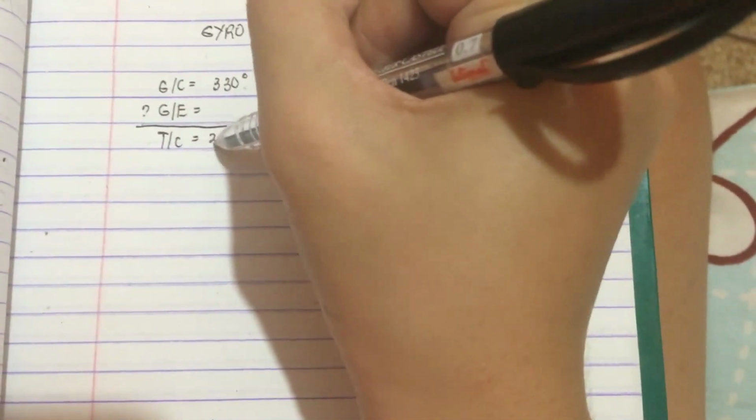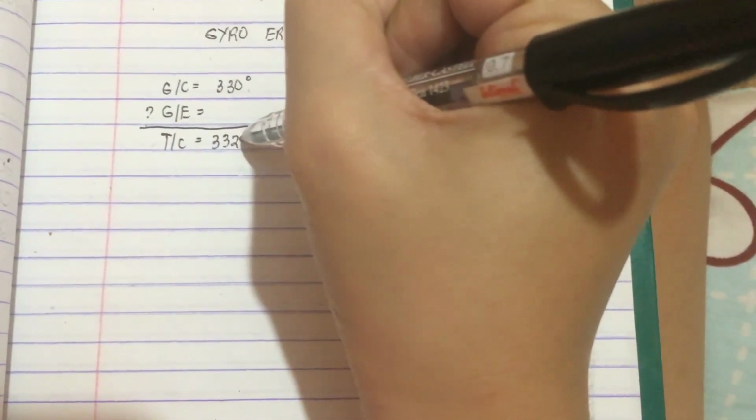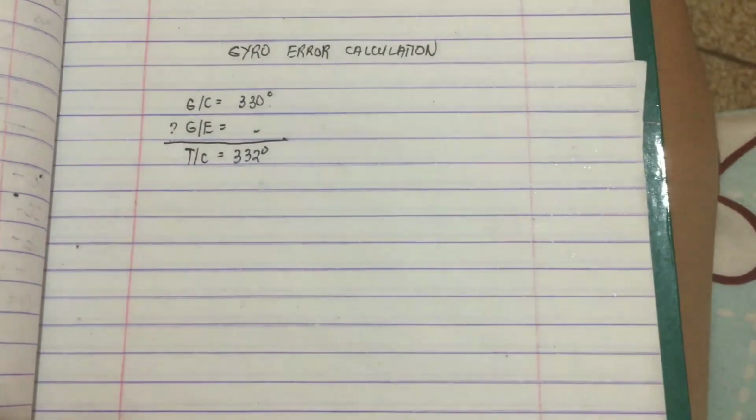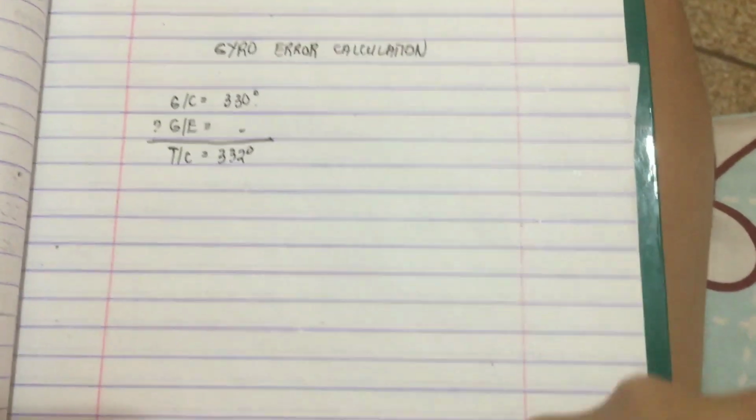Okay, so for example, we have our gyro course, which is 330 degrees, and the gyro error is unknown, and we have our given true course, which is 332 degrees. So how can we compute our gyro error?